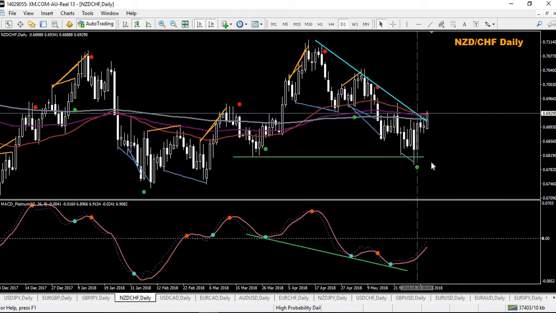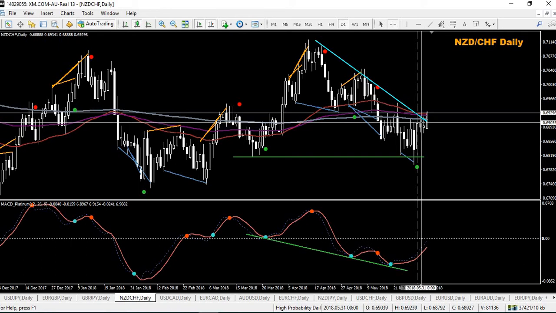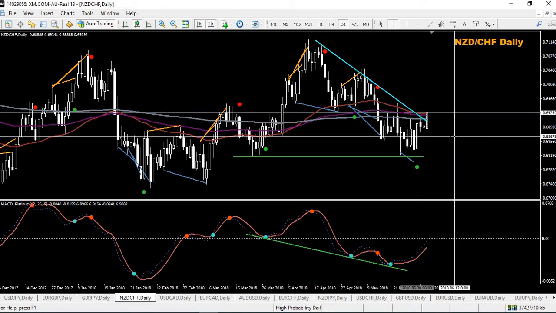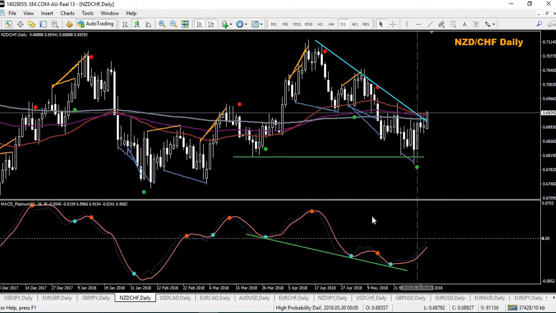New Zealand Swiss franc. I didn't take the trade here, and I think my concern was this trend line here, and it's just broken through today. The signal was actually a couple of days ago in here. I didn't take it. It's just too tight in here. It's just a bit too messy, but it's not a bad setup there.